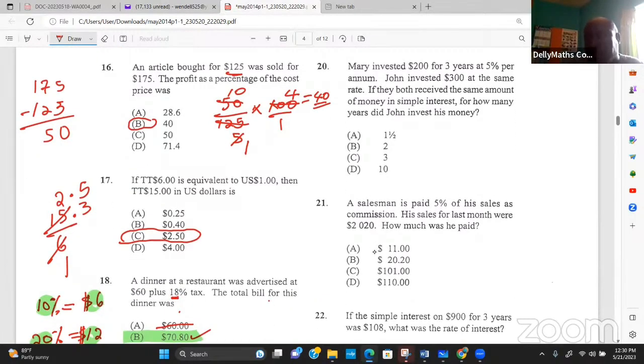It says, Mary invested $200 for 3 years at 5% per annum. John invested $300 at the same rate. So you're talking about the same rate, 5, right? If they both receive the same money in interest, for how long did John invest?